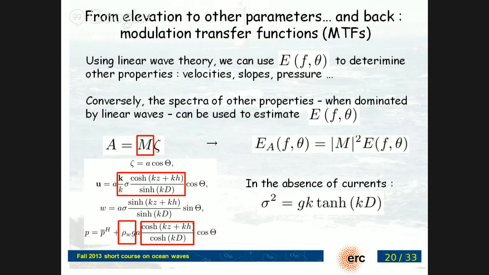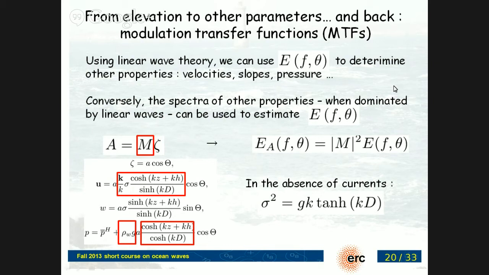So the directional spectrum is not easy to measure. That's one thing. But the reason why we're working with the directional spectrum is that, as I was telling you, with a 2D spectrum you actually have the full statistics of the sea surface if you assume that the waves are linear and rotational. And so you can use this directional spectrum to estimate many other things. This is the spectrum of the surface elevation, but from elevation you can go to velocities, slopes, pressure in the water, whatever you have.